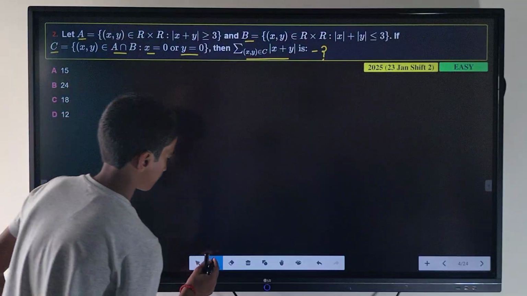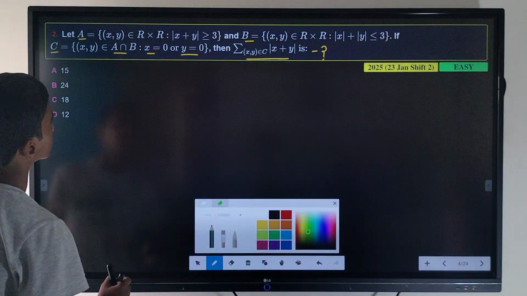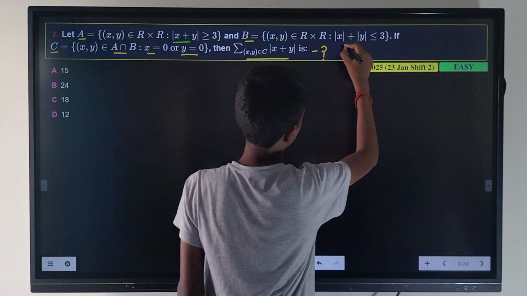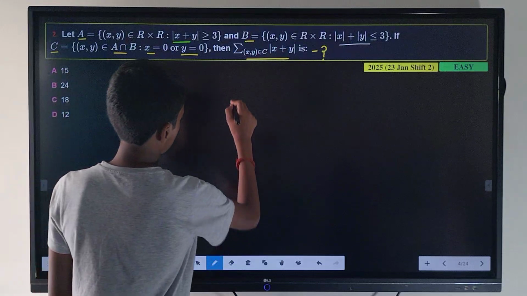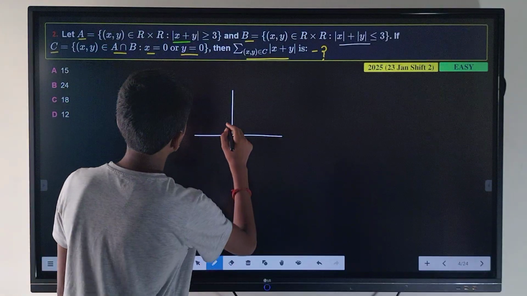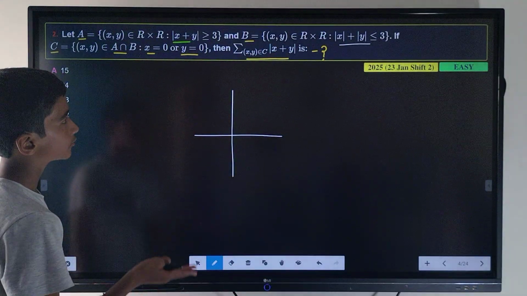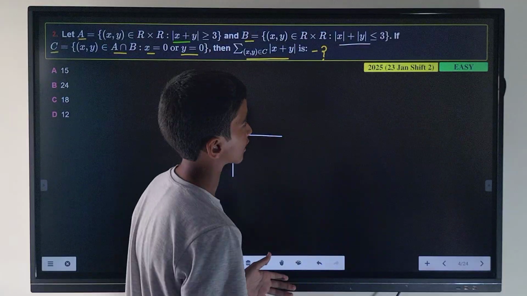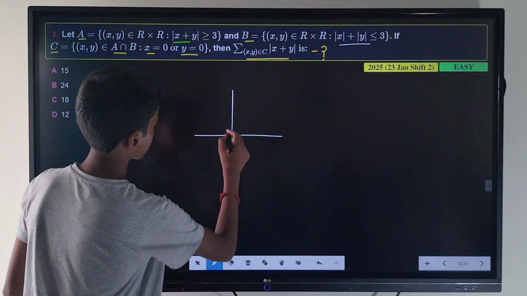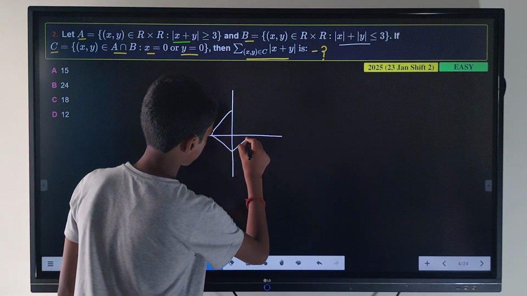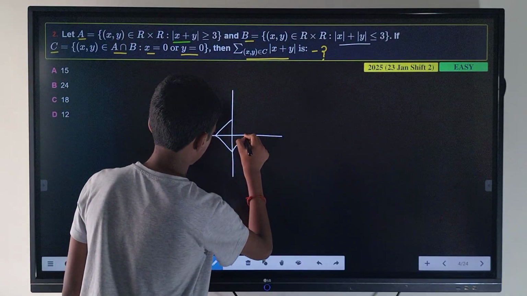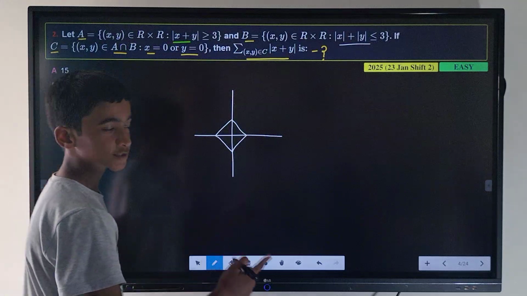So we are going to plot the outline of set A with green and set B with white. Now here is our Cartesian plane, where we need to know the graphs of these two. These are very basic graphs. So the graph of mod of x plus mod of y is equal to 3 is this square. This is our graph of mod of x plus mod of y is equal to 3.